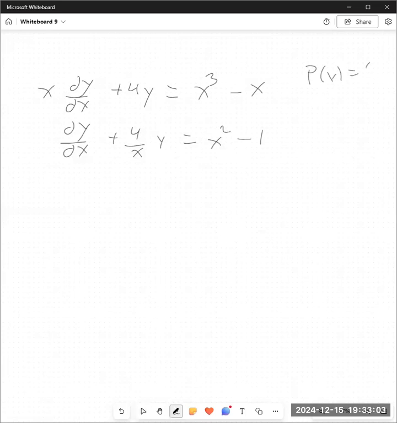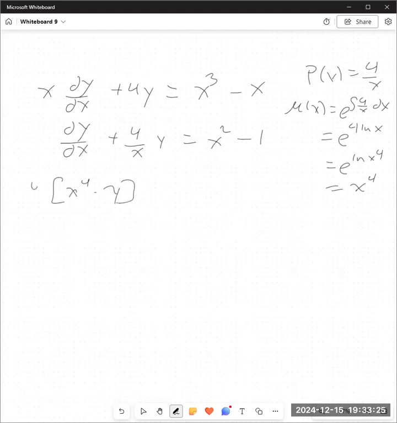So p of x here is 4 over x. Mu of x is e to the integral of 4 over x dx. That makes this e to the 4 ln of x, which is e to the ln of x to the 4th, which is x to the 4th. So this is x to the 4th times y. The derivative of that is equal to x to the 4th times x squared minus 1. So the derivative with respect to x of x to the 4th times y is equal to x to the 6th minus x to the 4th.